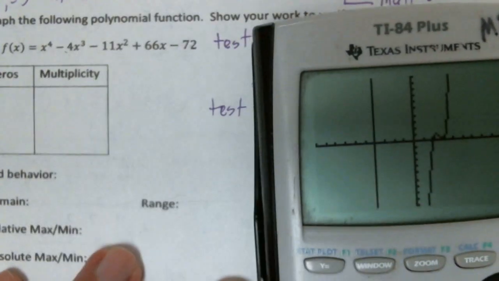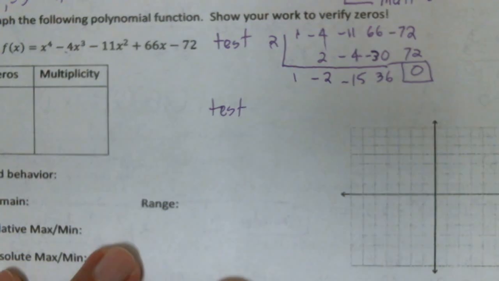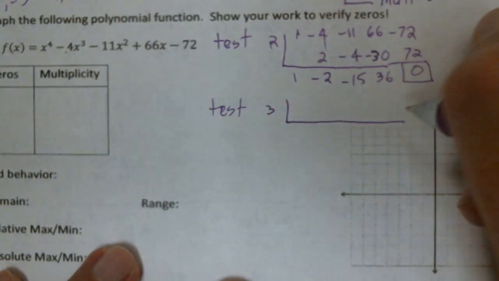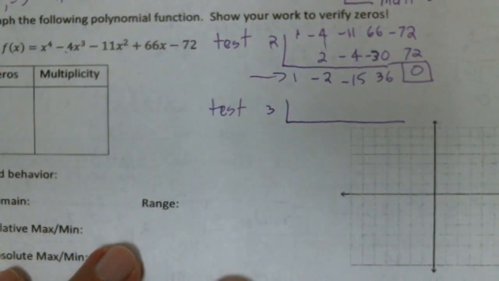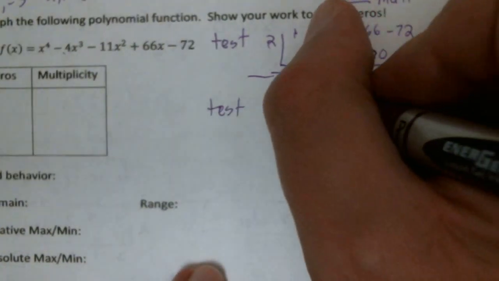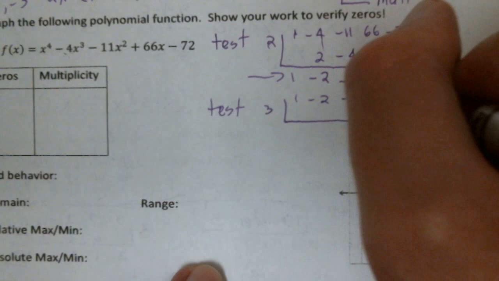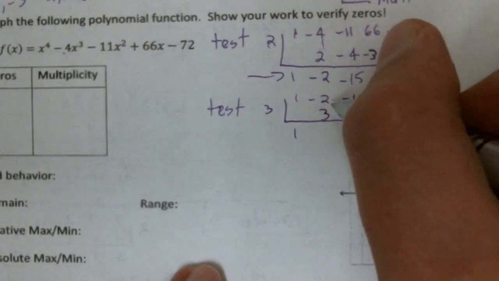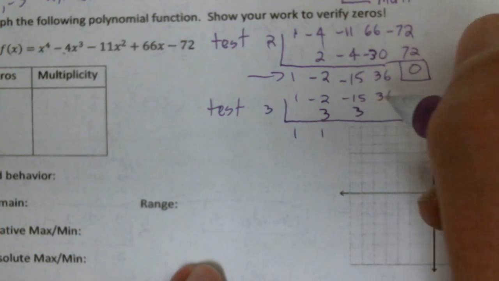Now let's test one of the other ones. Looked like it crossed there at 3. So let's test 3. Again, I'm doing synthetic division on the new cubic. 1, -2, -15, 36. Bring down the 1. 3 times 1 is 3. That's 1. 3 times 1 is 3.